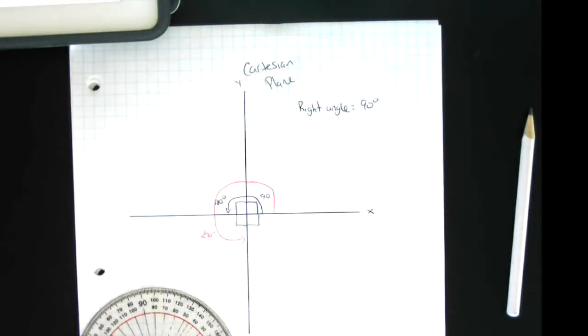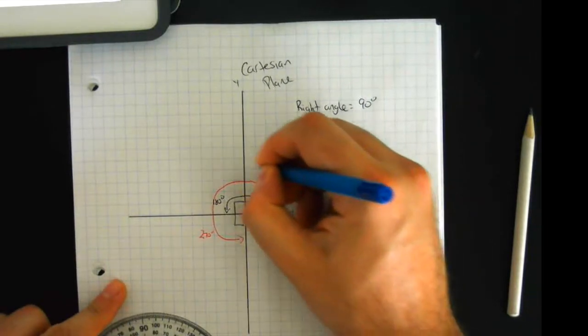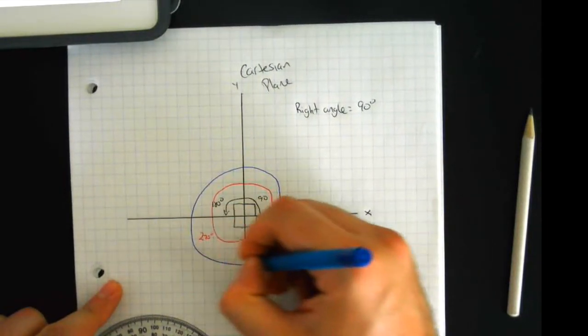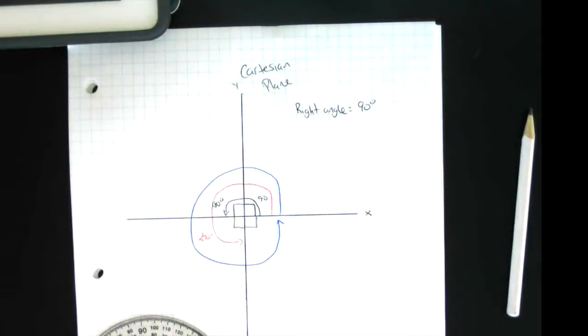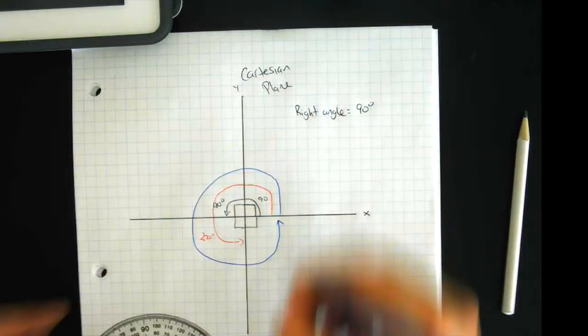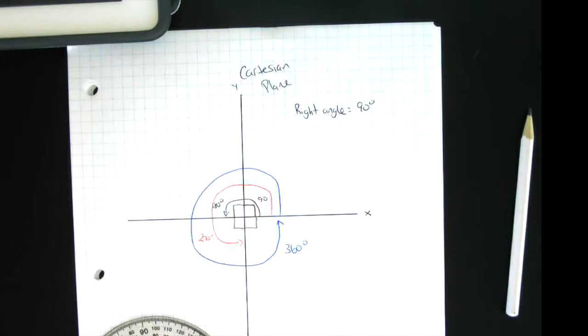And what if I did this? If I went from here all the way around to here, how many degrees would that be? Full turn. 360 degrees. Great. So now, for the grade 7s, you need to identify it in degrees. But how many corners does the Cartesian plane have? How many corners does it have?